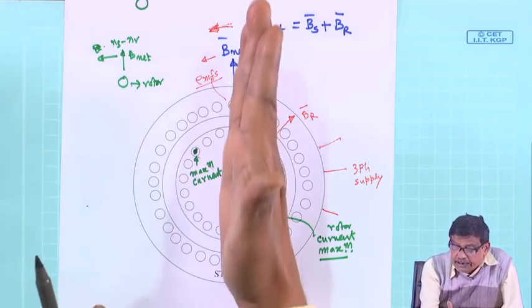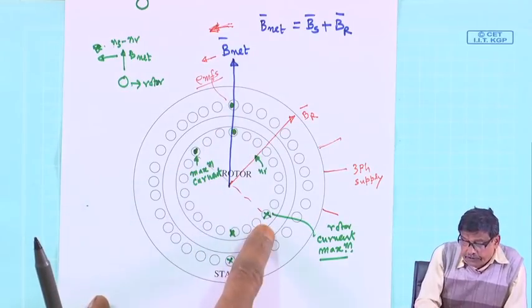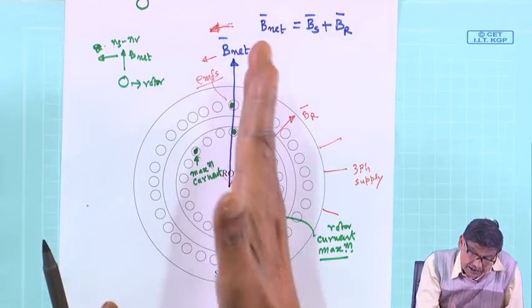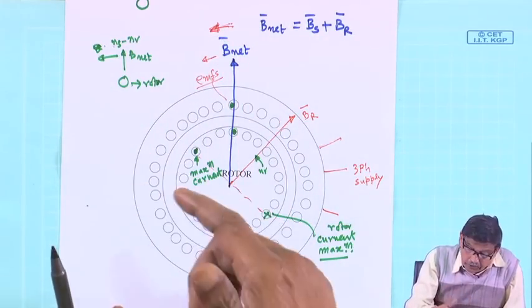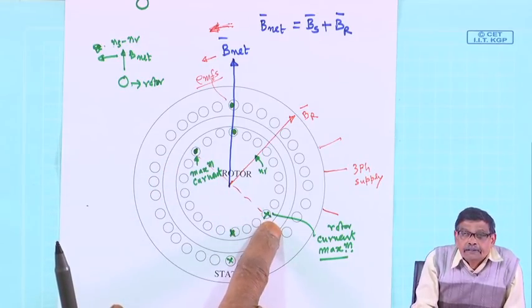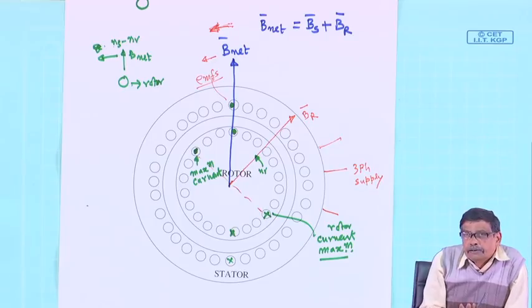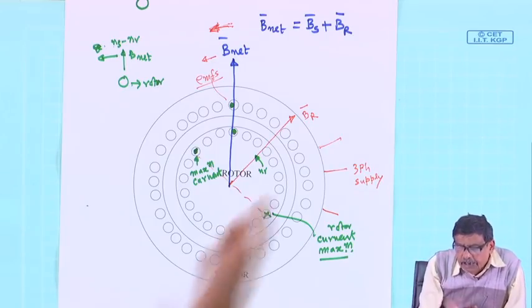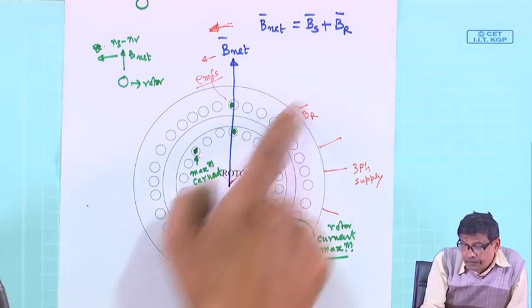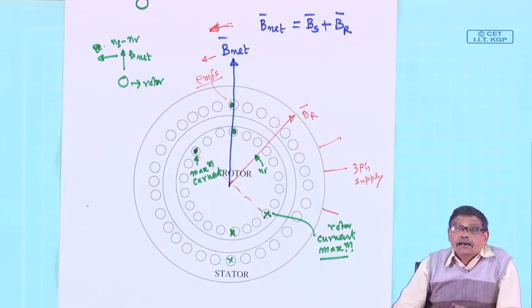So, what is the thing? B net right now is here. I have identified the conductors which will carry maximum current at that instant when B net is vertical, and I conclude this conductor is carrying maximum current. Then, using the fact that whichever coil is carrying maximum current, BR will be perpendicular to that coil axis, or along the coil axis, a perpendicular line there, and then I get BR.